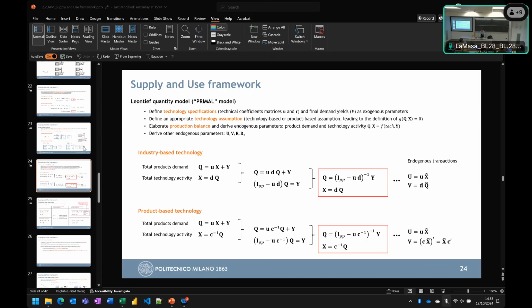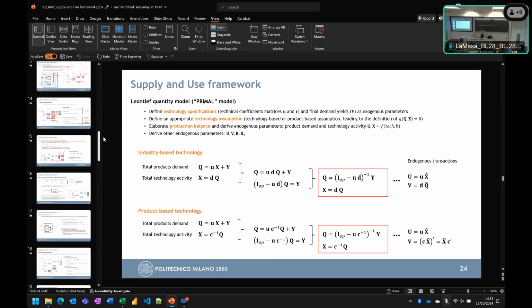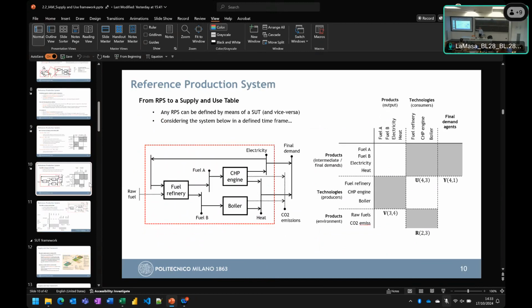I'm just summarizing the most important concepts. Whenever you are handling an input-output and a supply and use model, first of all, it is not always necessary to deal with a system by modeling it based on a supply and use framework, because here we are interested in specifically handling the cases where we have some byproducts. So that's why we go for a supply and use model. The supply and use model, so the way of collecting data into a supply and use table, is the most general way of collecting transactions across technologies. So this is the starting point for any accounting table.